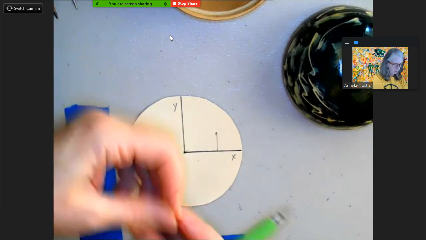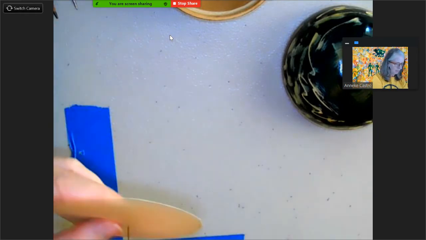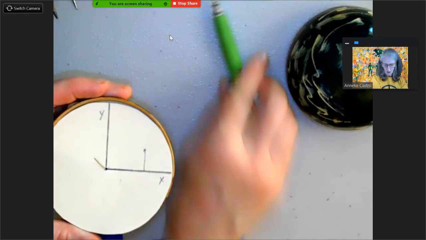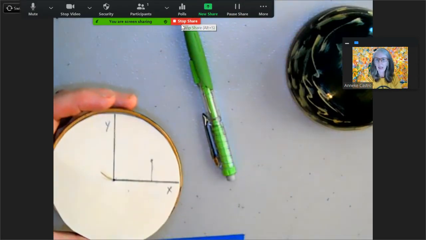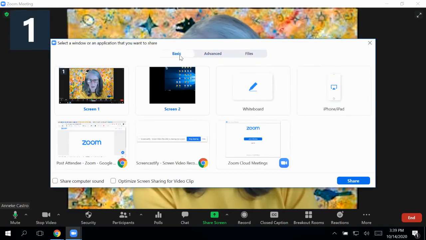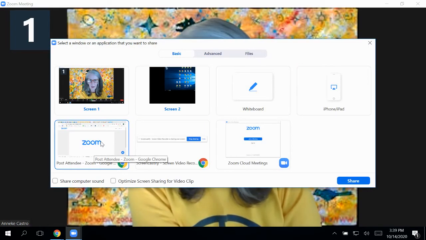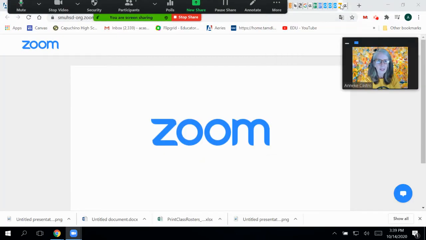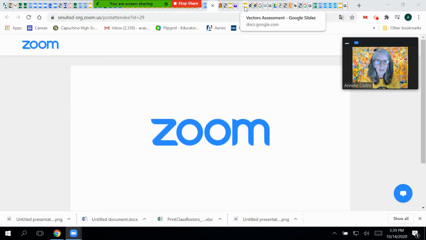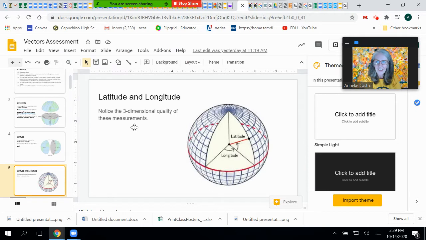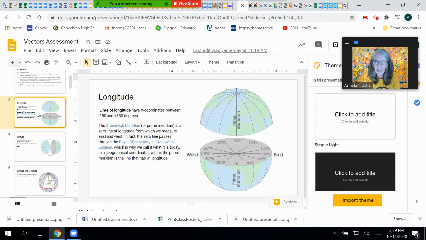Let me put my pin back in my globe. I want to compare this to some of the pictures that I gave you in the assessment. So let me share my screen of the assessment. Oh, where is the assessment? It is hiding here somewhere. That's not it. Is that it? Here it is. This is a technological challenge. All right, let's look at this one first.